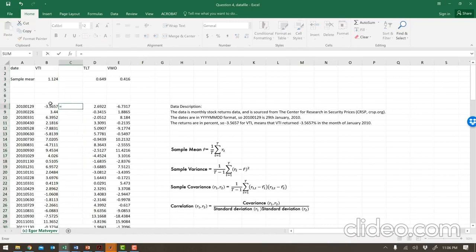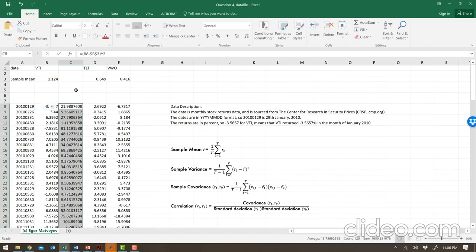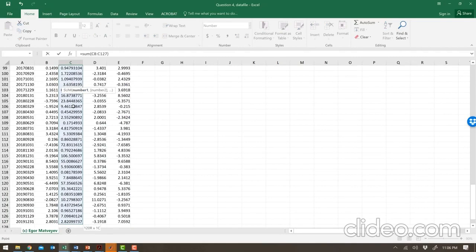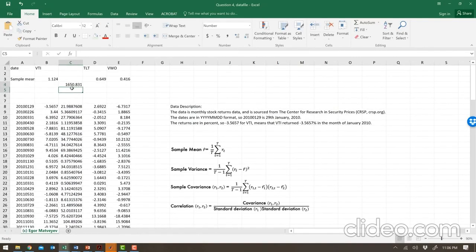So I'll take the difference between a return in a given month minus the estimated sample mean. And I will square this difference. Now I will add up and sum up all of these squared differences. And then I will divide this number by t minus 1. So t in our case is 120, minus 1 is 119.